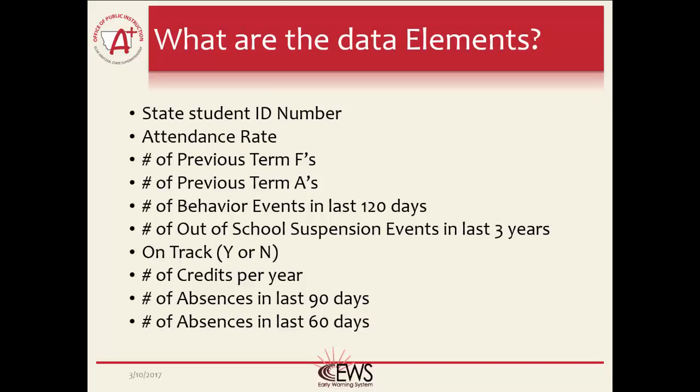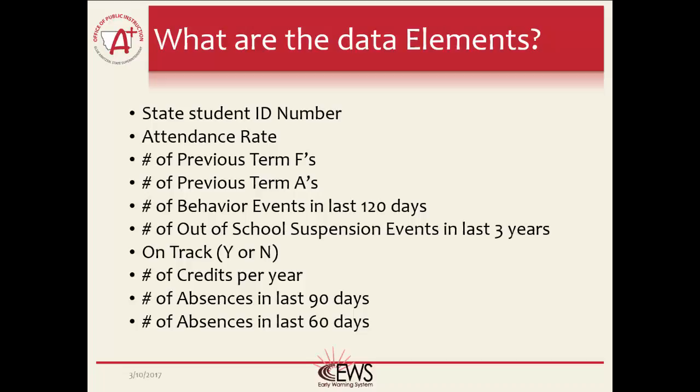There are 10 data elements that must go into the data file. 9 of them are variables about each student, and 1 is the identifier so that EWS knows which student to attach the data to. The identification variable is the state student ID number. The other 9 are attendance, grades, and behavior data that OPI does not collect for each individual in the state. This data is needed to use the EWS.